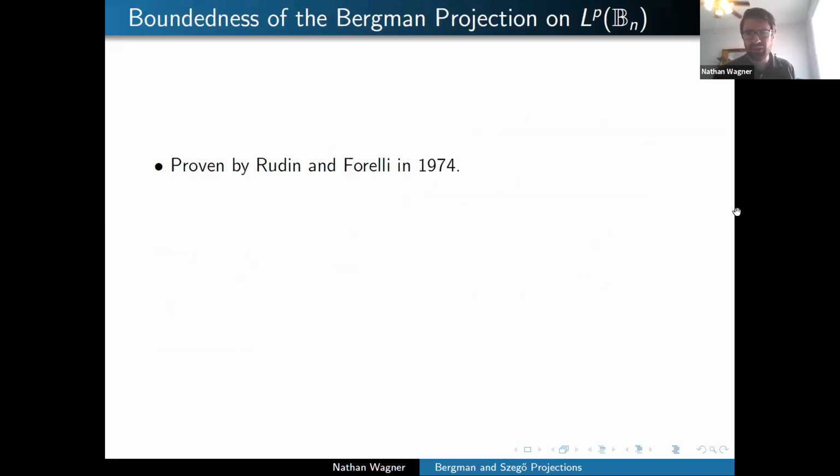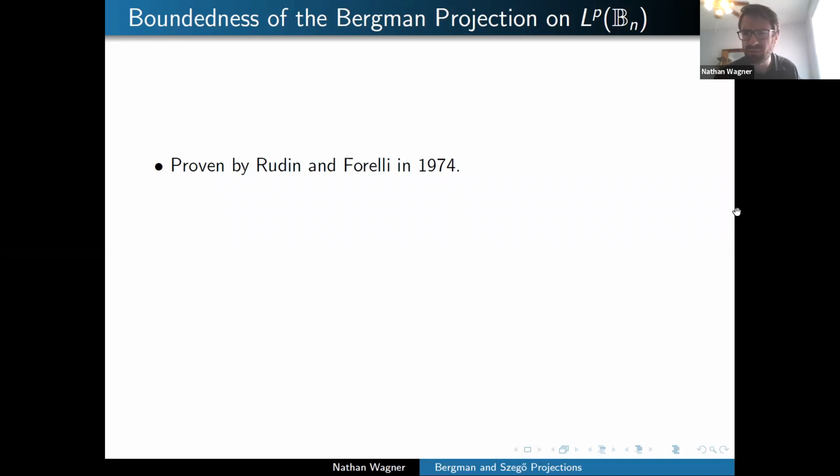Let me first talk about the boundedness of the Bergman projection on the ball, which is the simplest domain we can think of in Cn. And if you want to think about it for the disk, that's just the ball in dimension 1. This was proven by Rudin and Forelli in 1974.